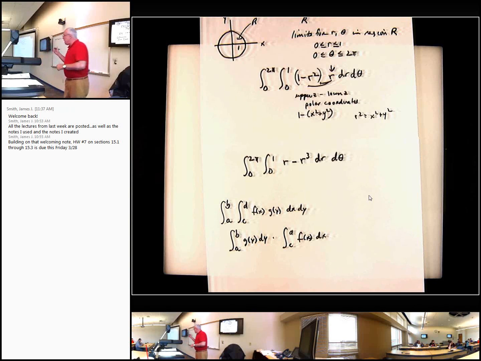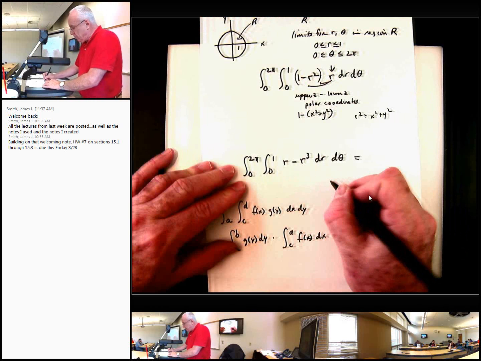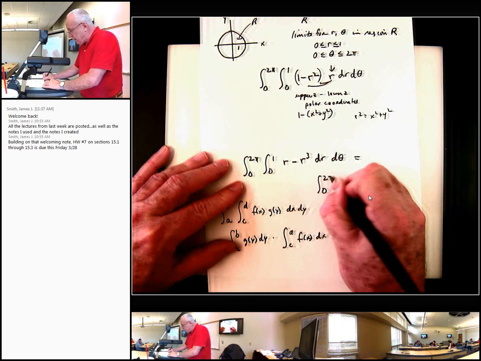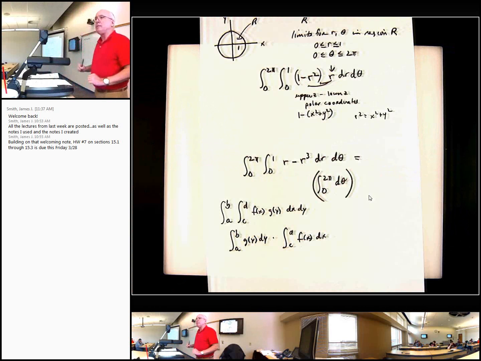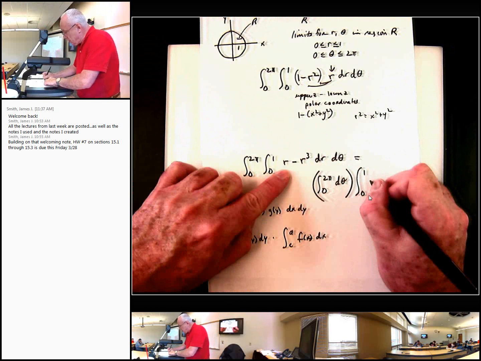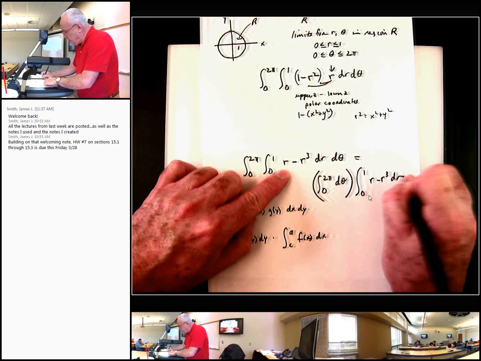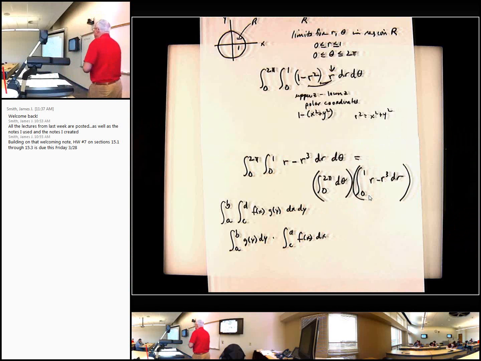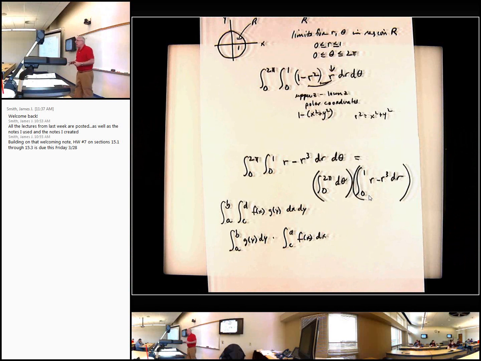Well, I really don't even have a theta in here. This can be rewritten as 0 to 2 pi d theta, whatever I get from that, times 0 to 1 of r minus r cubed dr. I can just separate it. There's no theta stuck in there that can't be separated out.